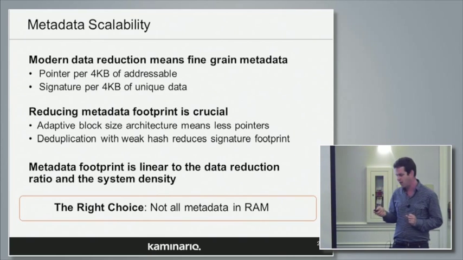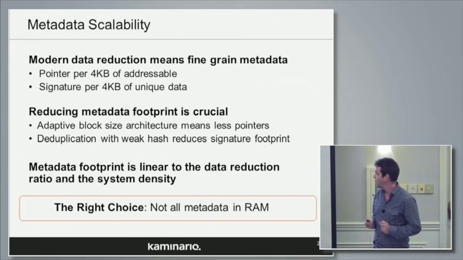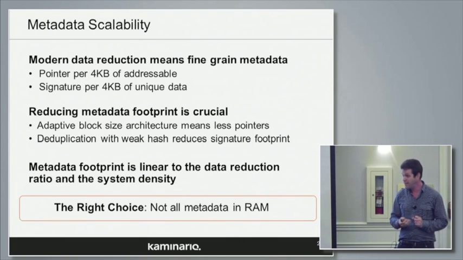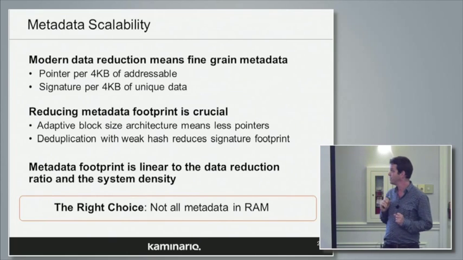The first thing is our adaptive block size algorithm. Adaptive block size algorithm means that for the same data, we have fewer pointers. Fewer pointers means less metadata, a smaller metadata footprint.